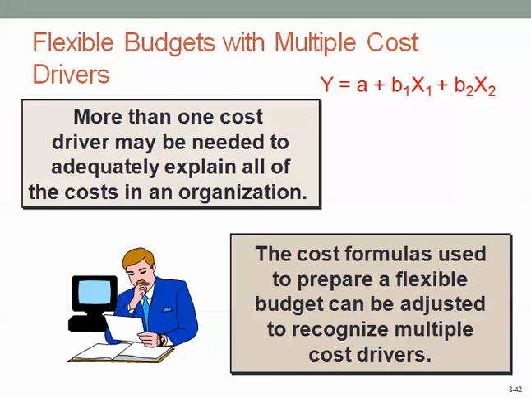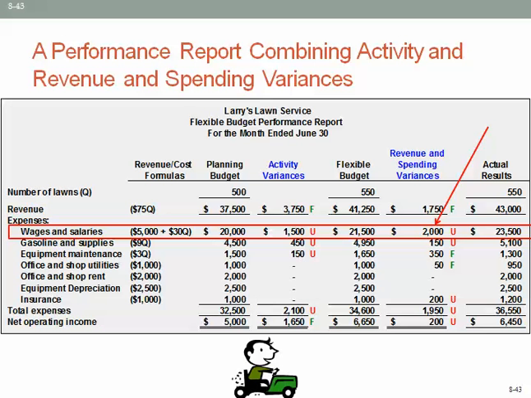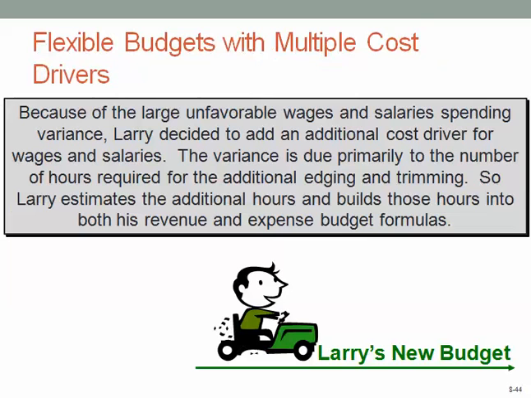In Larry's lawn service, in looking at our flexible budget performance report, we identified a fairly large spending variance for wages and salaries. It was a $2,000 unfavorable variance. And because of this large unfavorable wage and salary spending variance, Larry has decided to add an additional cost driver for wages and salaries.